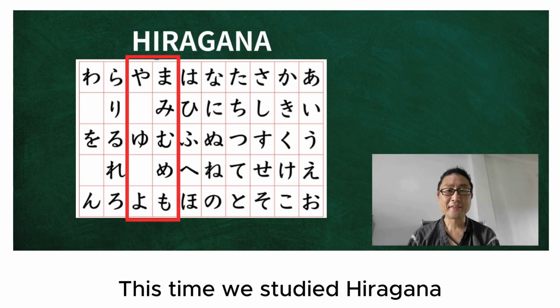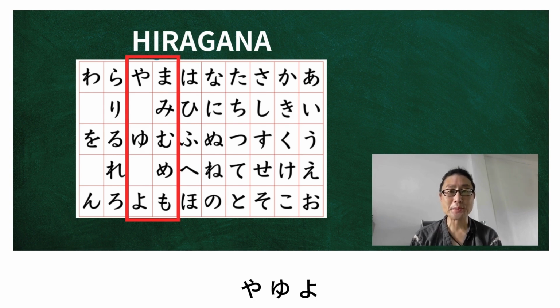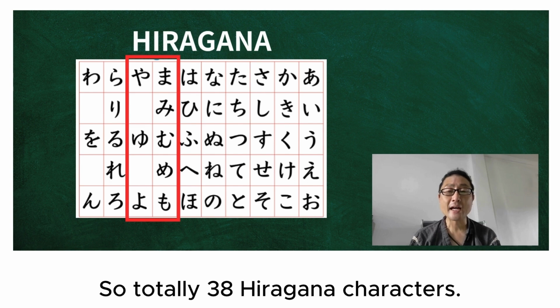This time, we studied hiragana, まみむめも and やゆよ. So totally 38 hiragana characters.